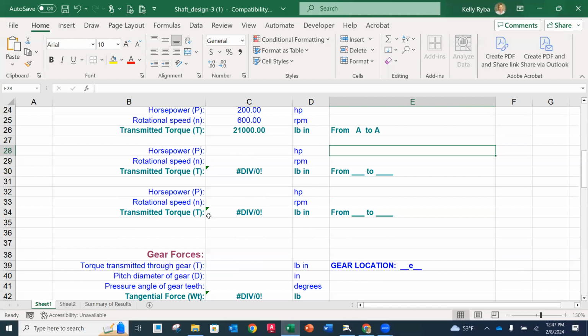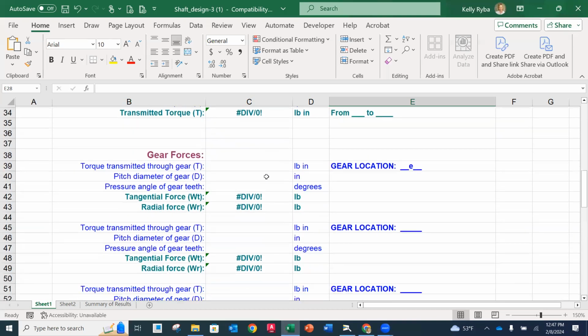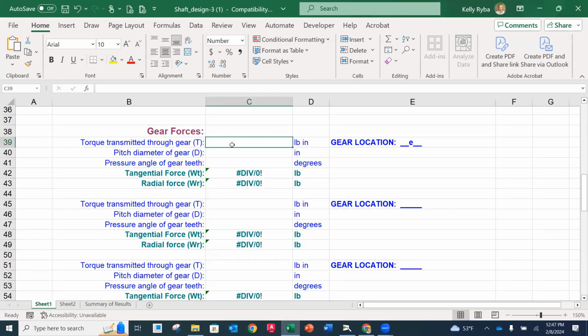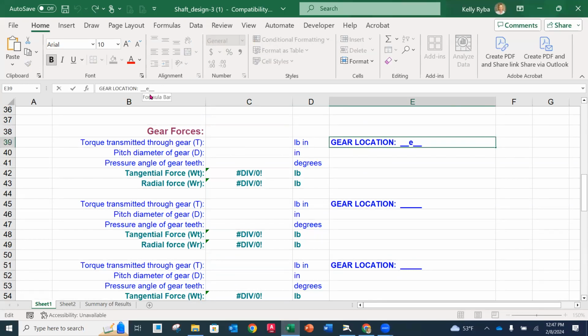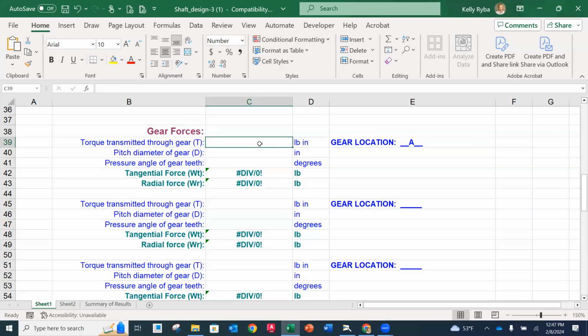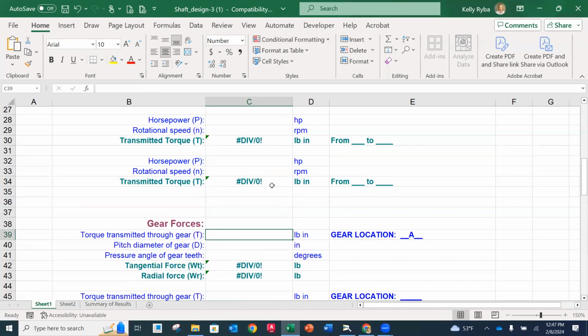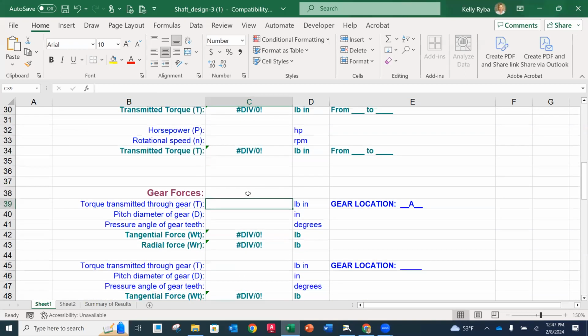So we're going to go down a little bit. You're going to notice that there are some placeholders there for some more torque. We're not going to fill them in for this example, but if we did have some other ones that we need to do, we would add them there. So gear forces are next here. And we want to identify the gear location. This is going to be our gear A. And we're going to put in here, what is the transmitted torque on that gear? So we go back up here, it calculated to be 21,000. Okay. 21,000.